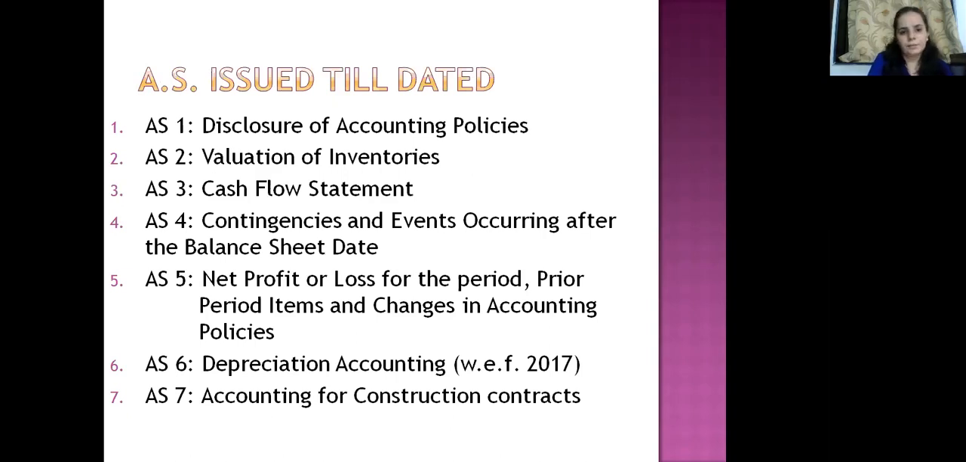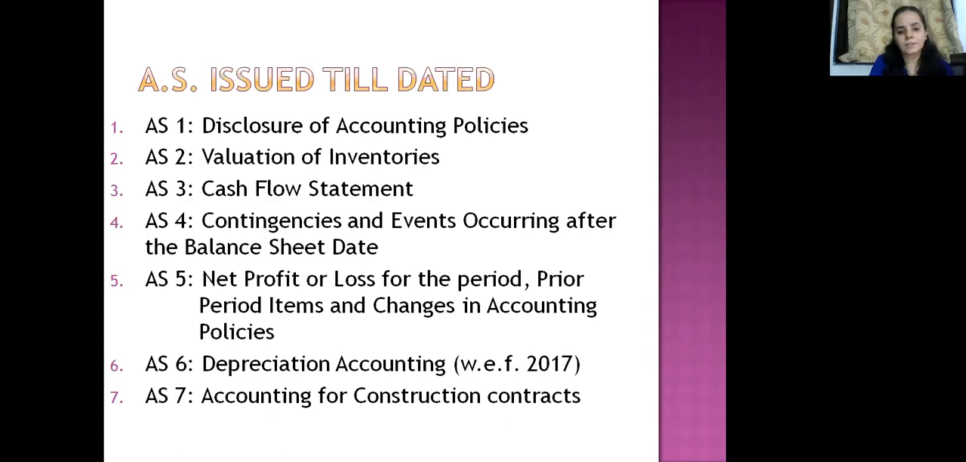Accounting standard 1 deals with the disclosure of accounting policies. AS2 deals with the valuation of inventory. AS3 deals with the cash flow statement. Students, you have to remember like this. Same thing, AS4 deals with contingencies and events occurring after the balance sheet date. Accounting standard 5, that is AS5, deals with the net profit or loss for the period, prior period items, and changes in accounting policy.